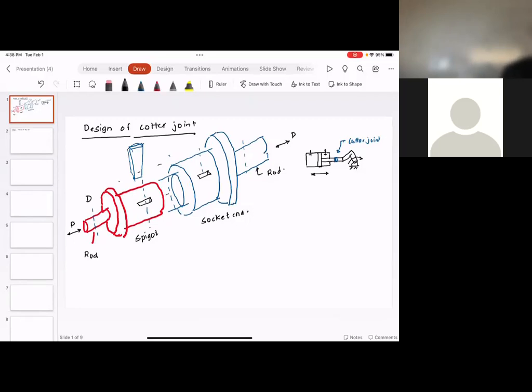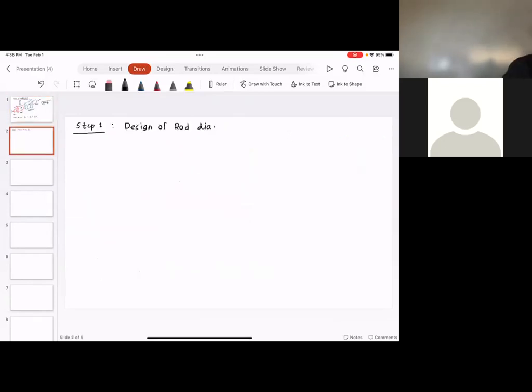To design the quarter joint, we would know the load to be transmitted. Load is equal to P. Usually that is given in kilonewtons. It will give the value of sigma C, which is the crushing stress. We will know the value of sigma T. We would know the value of tau. So design of rod diameter would be based on direct tension or compression.